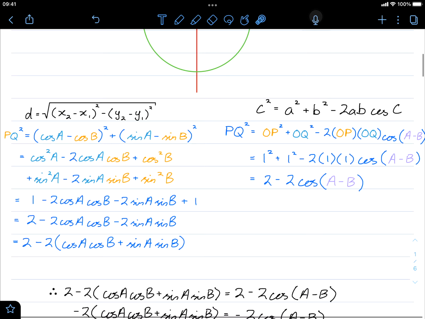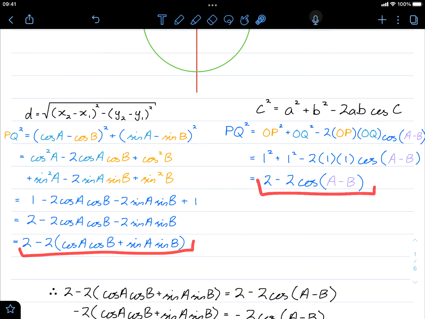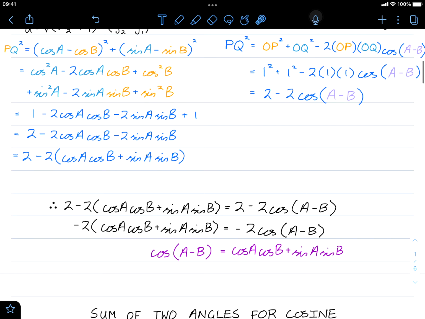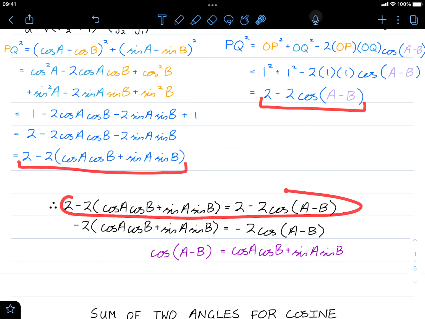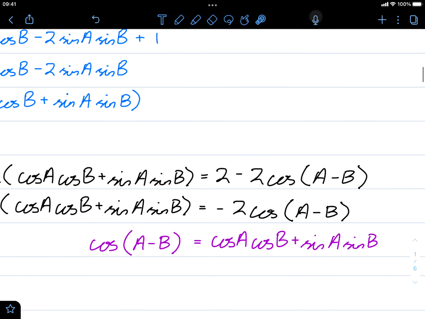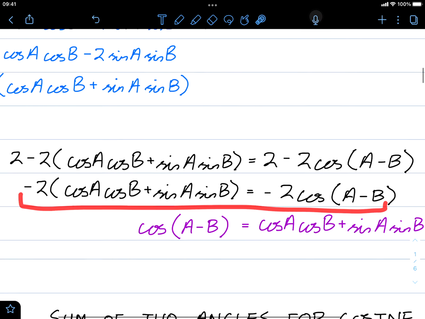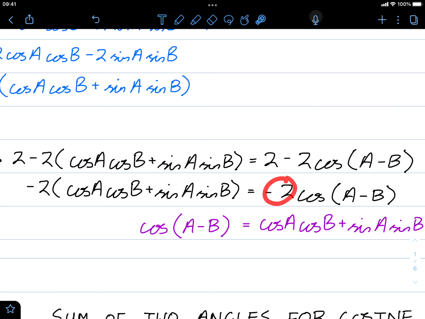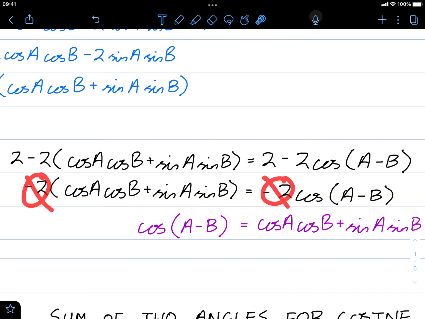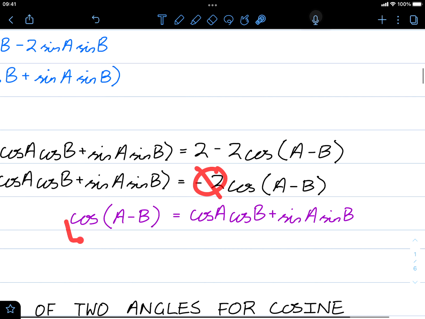Now both of these are PQ squared, so we can let them equal each other. Letting this equal this, we can subtract 2 from both sides, leaving us with this. Dividing both sides by negative 2 cancels those, and we're left with our identity. And there we have it.